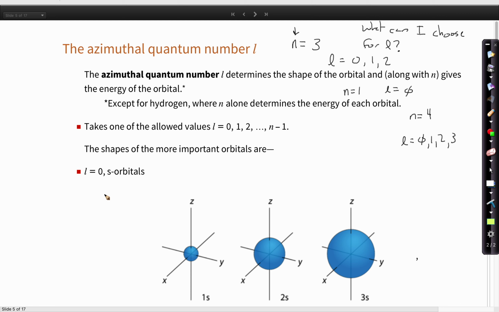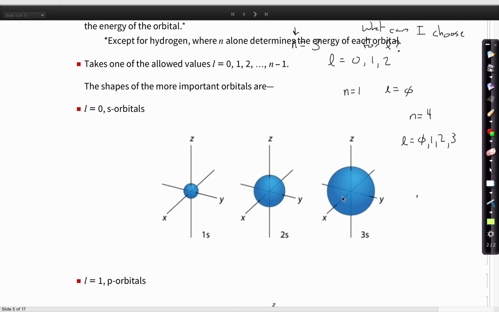Okay, and then what does the L tell you? It tells you a couple things. It tells you the energy of the orbital, but it also tells you the shape. So if you choose L to be 0, what is the shape of that orbital? That shape is this spherical shape. So the s doesn't actually stand for spherical, but we can pretend that it stands for spherical. It actually stands for sharp, and it comes from spectroscopy, so that's not something you need to worry about. But an s orbital is spherical in shape.